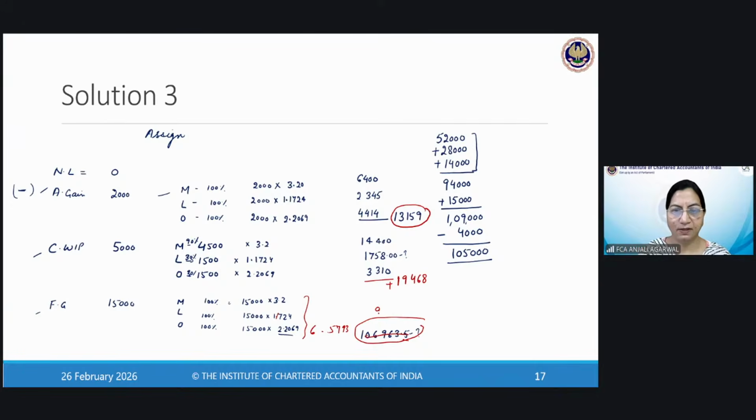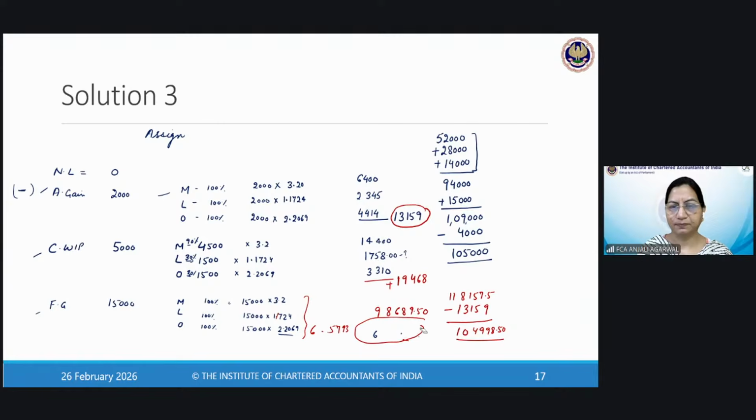So this is 98,689.50. All right. This plus 19,468 is 1,18,157.5 and minus 13,159. This figure comes out to be 104,998.50. Okay. So see, it should be 1,05,000 and this comes out to be 1,04,998.50.